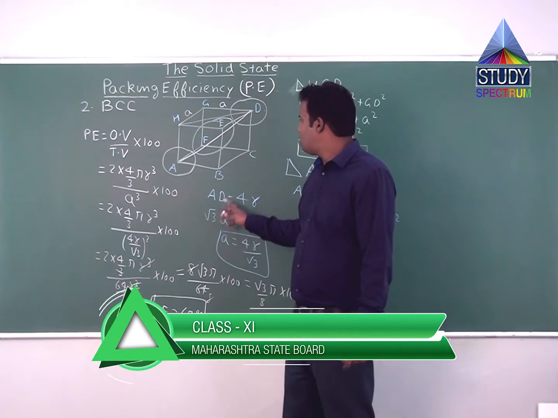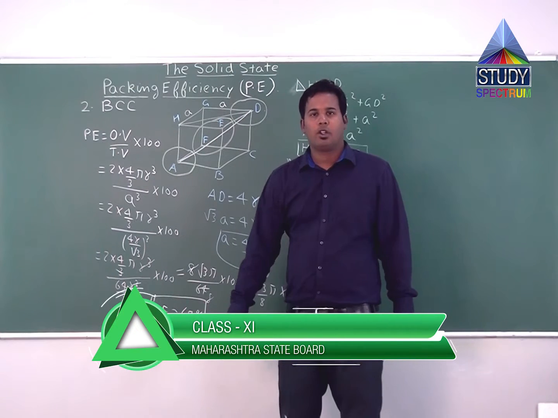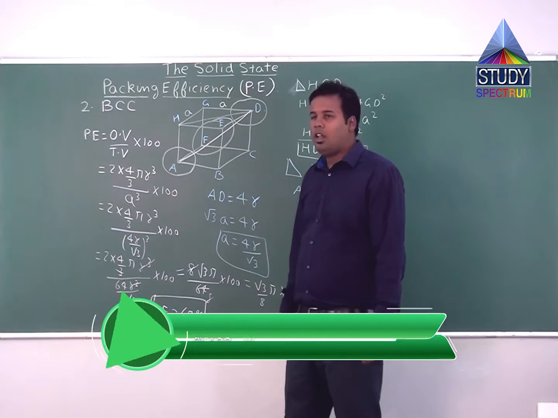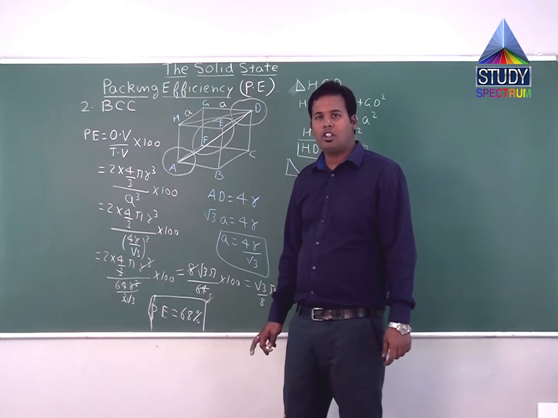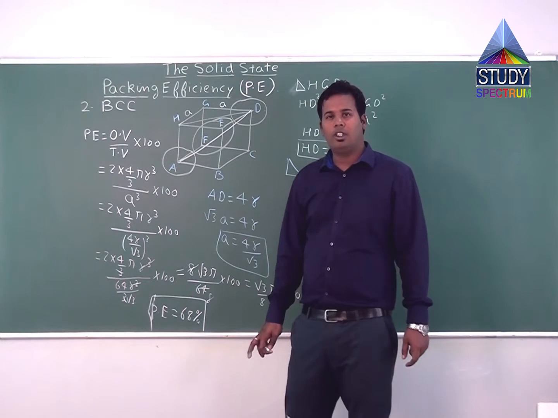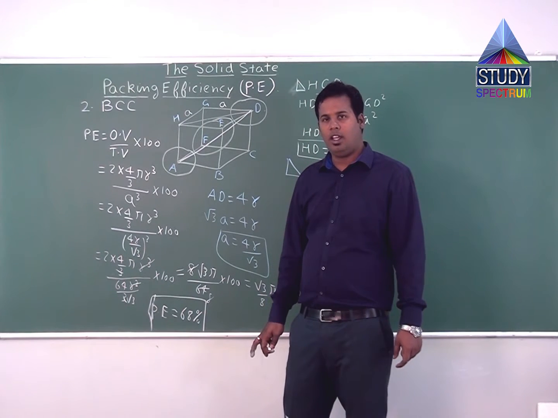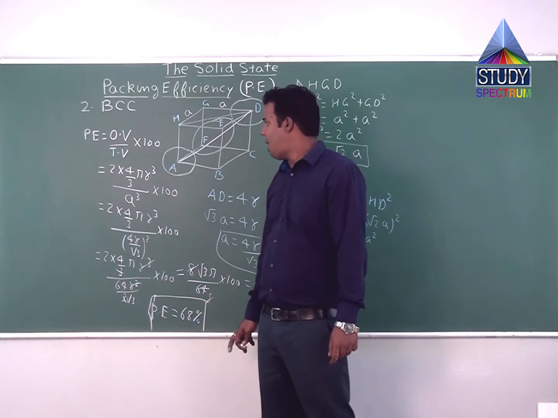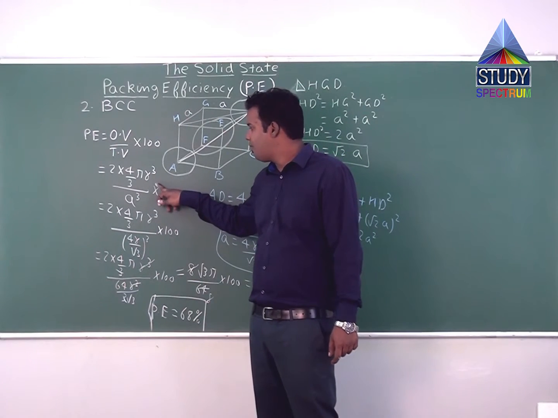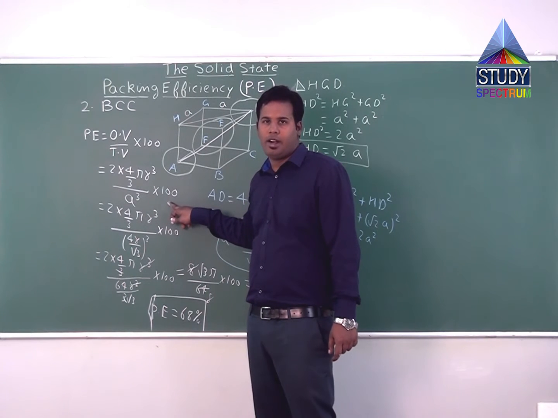Correct? Now since I have used small a to represent the edge length of this cube, and since all lengths, breadths and heights of this cube are equal in dimensions, the volume of this cube becomes a into a into a, or a cube. So packing efficiency finally becomes 2 into 4/3 pi r cube divided by a cube into 100.